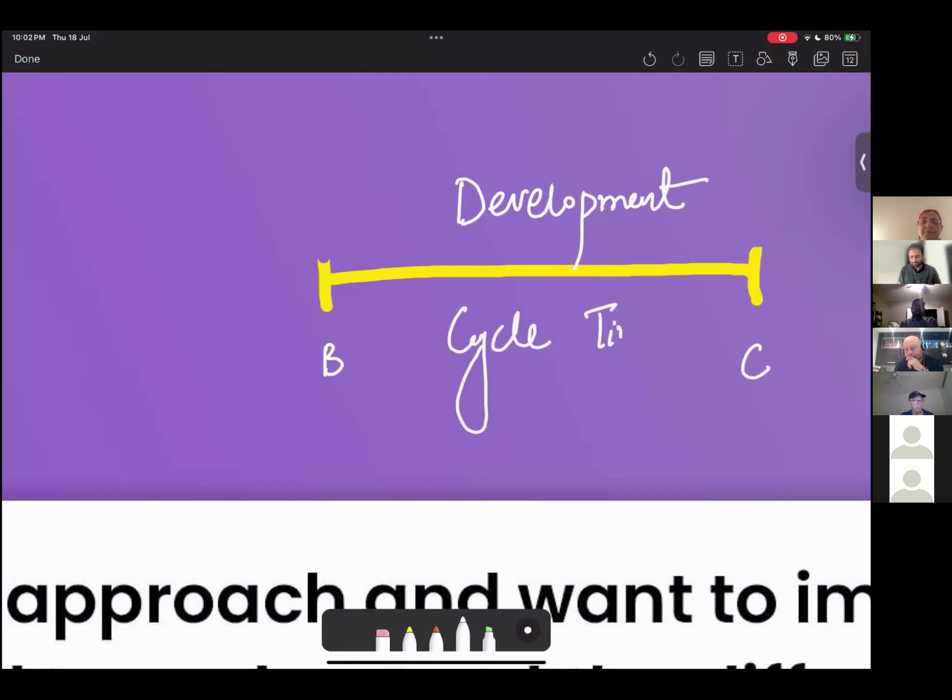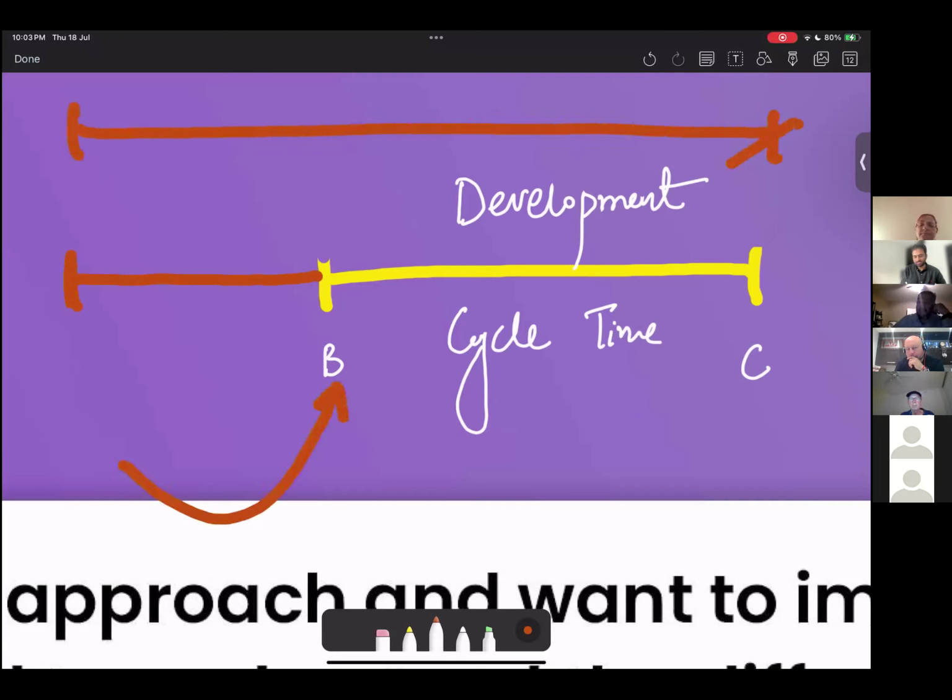What is lead time? Lead time is when you place your order. So for example, you place your order a little earlier. So maybe you place your order here, right? And then it is in the queue and development starts here. So this overall time, this is called lead time.